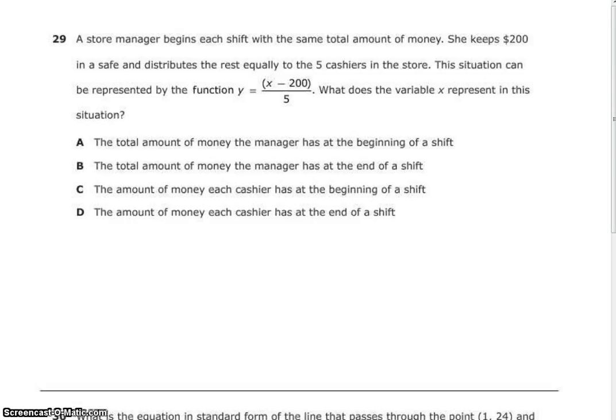Going to number 29. Remember, we don't really like to read the whole thing if we don't have to. We have an equation, and we want to know what does x represent. We're going to have to go back and read. That's okay. Sometimes you will. The store manager begins each shift with the same total amount of money. Okay, so your starting point is how much you have at the beginning. She keeps $200 in a safe and distributes the rest to the 5 cashiers in the store.